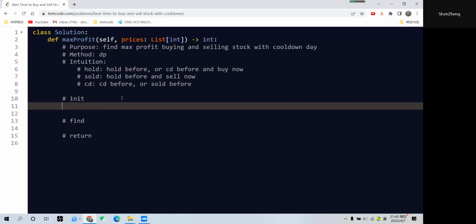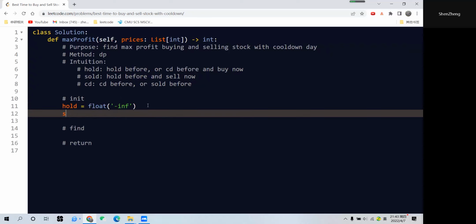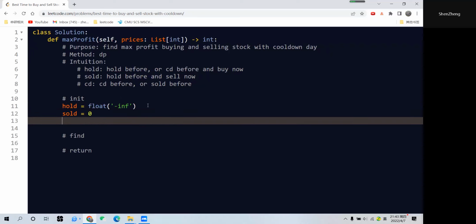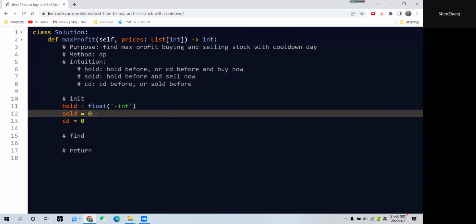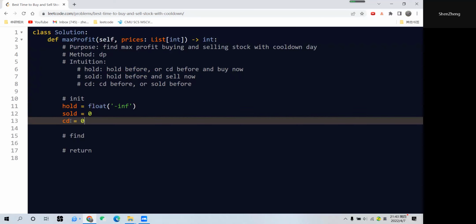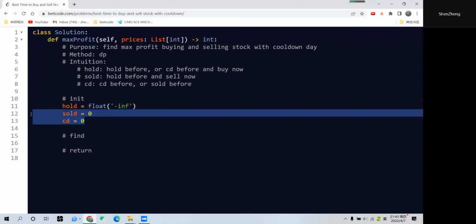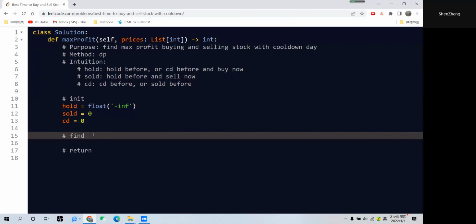The first thing we want to do, as we did in the previous DP question, is to initialize a value for these variables. So hold should be initialized at float negative infinity because there can perhaps be negative values. And sold is initialized to 0. CD is also initialized to 0. Of course, we could initialize all these variables at float infinity, but I just make it 0 here, so it's more efficient for time complexity.